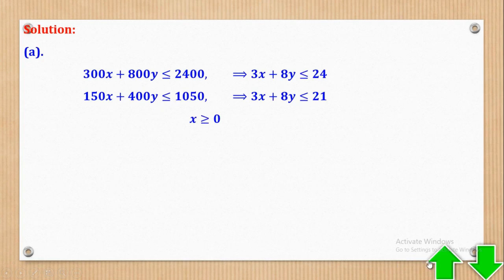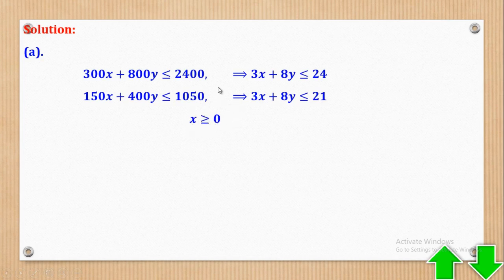Now the third equation, I can say it is logic, because the number of houses can never be negative. Number of houses built can never be negative. Therefore, the number of type A houses built must be either zero or more than zero. Either none of the houses built are of type A or some houses are built. That is why you put x is greater than or equal to zero.